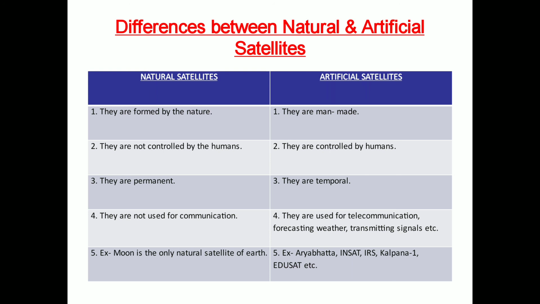Natural satellites are not used for communication purposes, but artificial satellites are used for telecommunication, weather forecasting, transmitting of signals, etc. Moon is the only natural satellite of Earth. Some artificial satellites are Aryabhatta, INSAT, IRS, Kalpana 1, EduSat, etc.